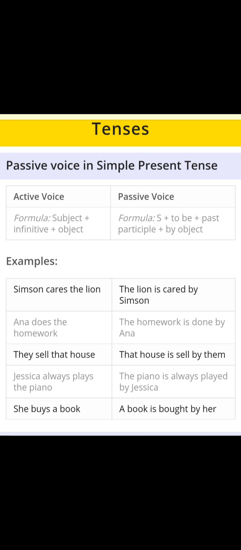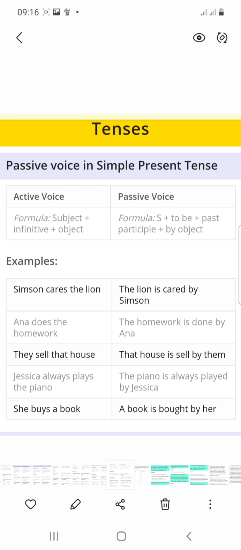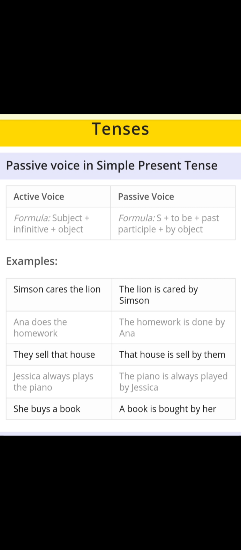Today we will be focusing on all the present tenses. Passive voice in simple present tense, as you know it by the name of present indefinite tense, and you have been working through this tense since your primary level. Passive voice in simple present tense, how are they changed? The formula has been written for you. The formula is subject plus infinitive plus object. And the passive formula is subject plus to be plus past participle plus by plus object.